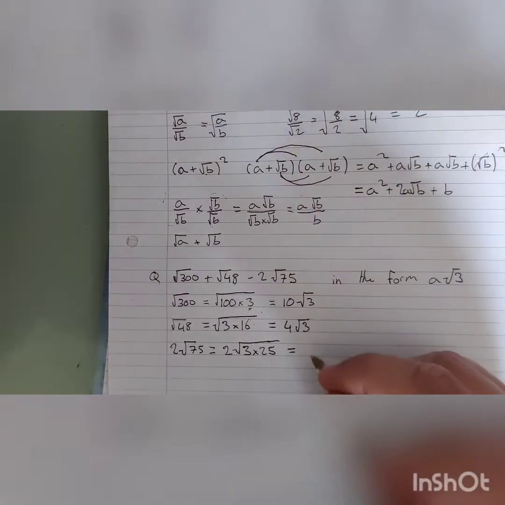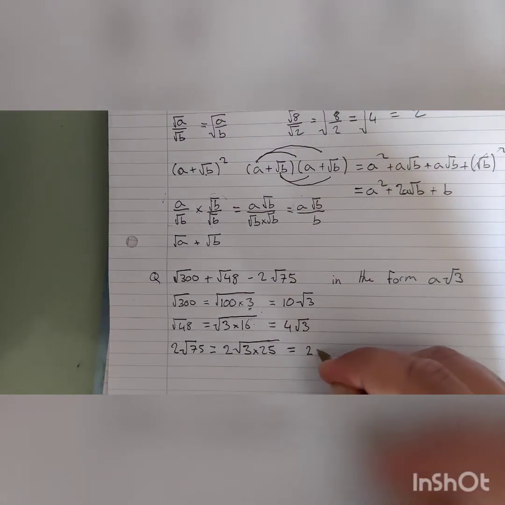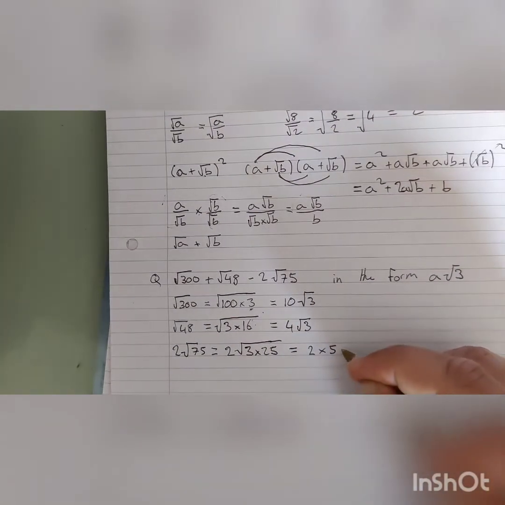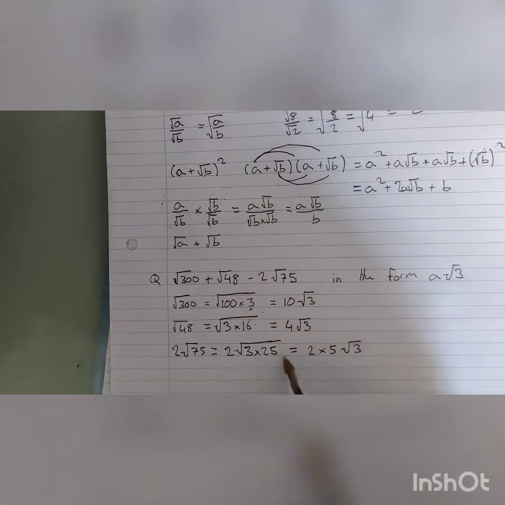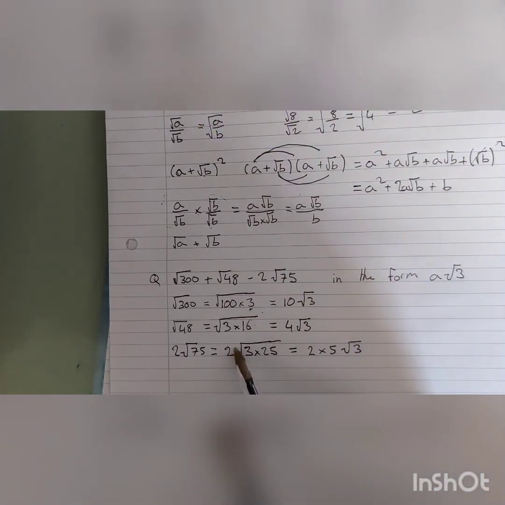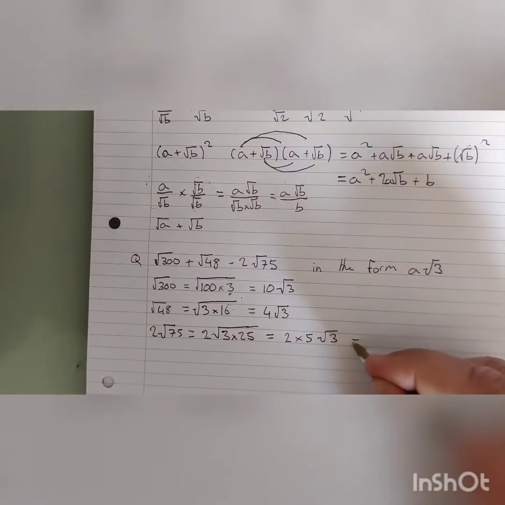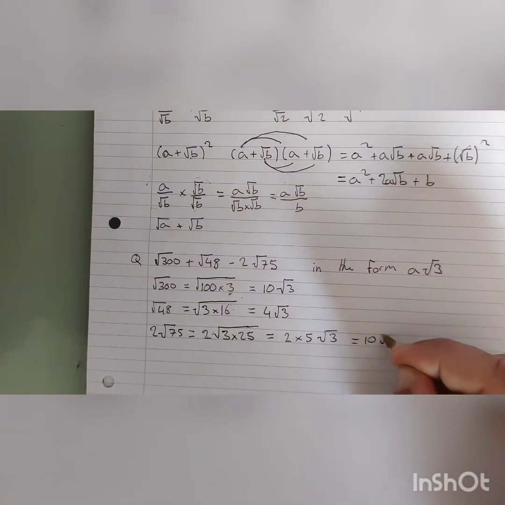So 2 times 5 root 3. So when you take this, it turns into 5 on the outside, but you have to multiply it by the 2. So that equals 10 root 3.